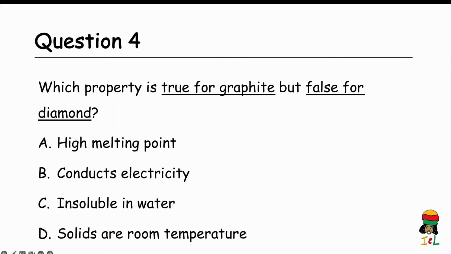Question 4. Which property is true for graphite but false for diamond? A. High melting point. B. Conducts electricity. C. Insoluble in water. D. Solids at room temperature. The answer is B, conducts electricity. Graphite conducts electricity, however, diamond does not.